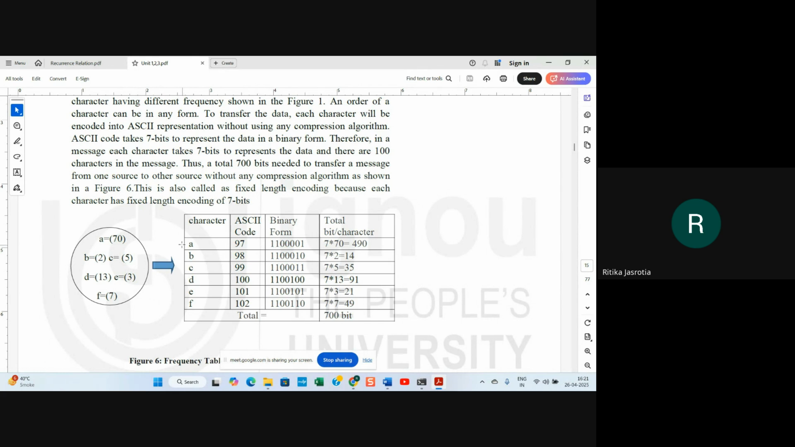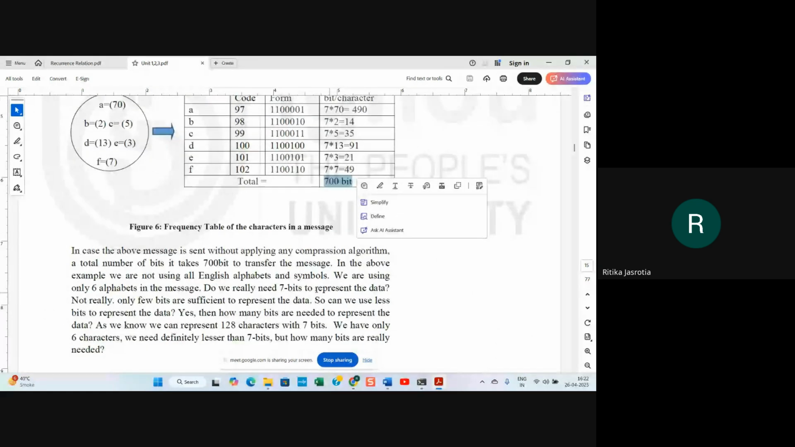So your A's 7-bit code is this. So this 7-bit code into how many times A is coming? 70 times. So that is 490. Then 7 into 2, 2 times B is coming, 14. 7 into 5 is C. 7 into 13 is D. 7 into 3 is E. And 7 into 7 is F. So these are the total items and total number of bits. If we add these, it will come out to be 700 bits approximately. Frequency table of the characters in a message.